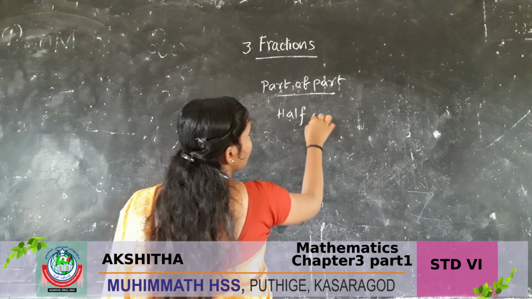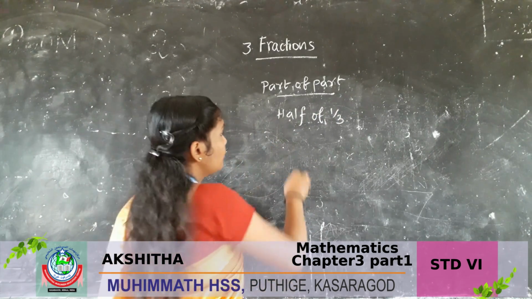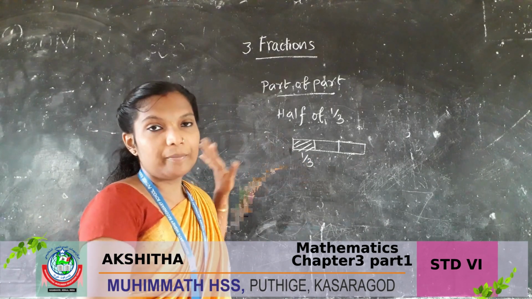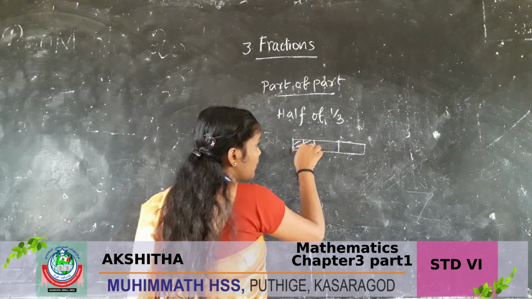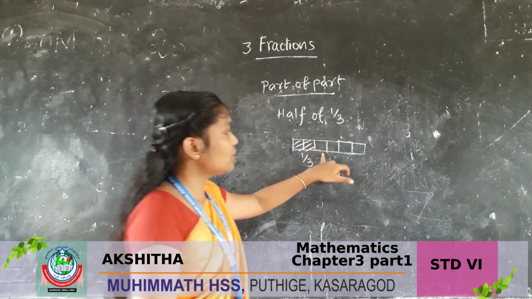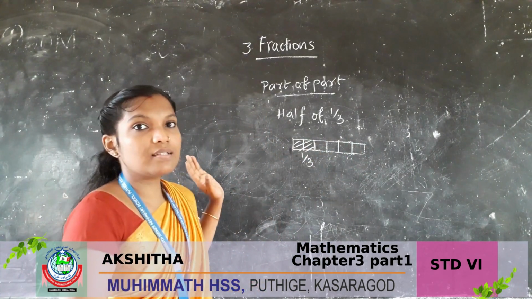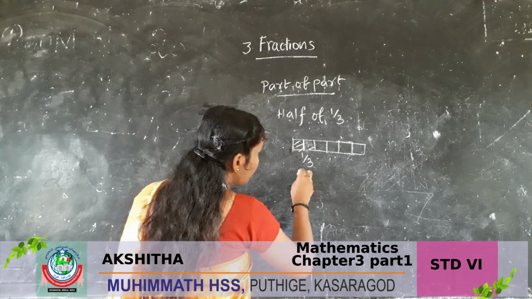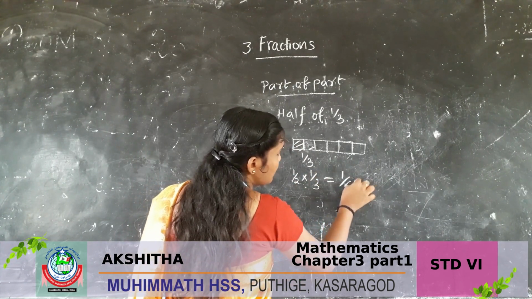What is the half of 1 by 3? This is the 1 by 3. This part is called 1 by 3. What is the half of this? So we should make here half. So we will get here 1, 2, 3, 4, 5, 6 parts. 6 equal parts. So what is the answer? Half of 1 by 3 is this part. So half into 1 by 3 is equal to 1 by 6.